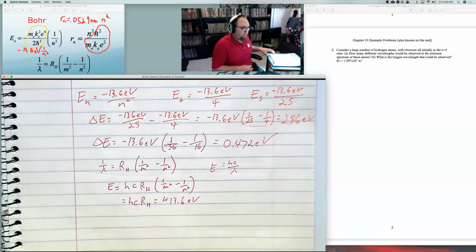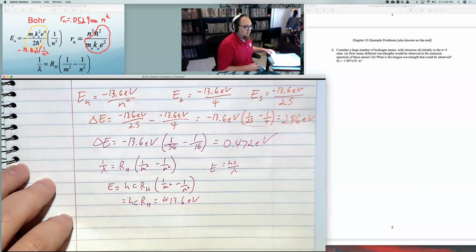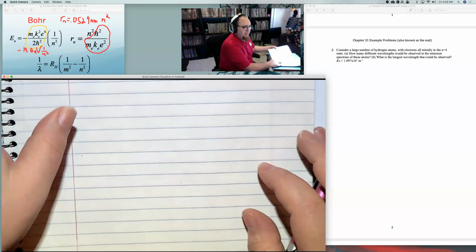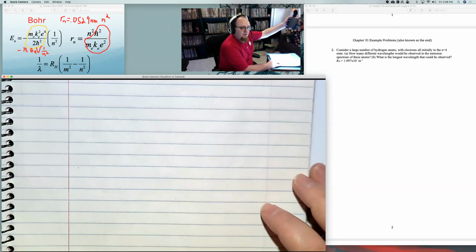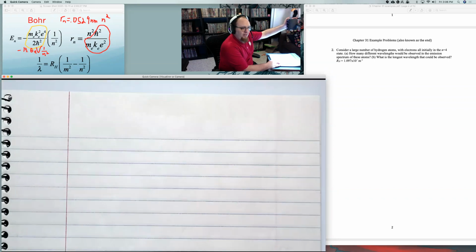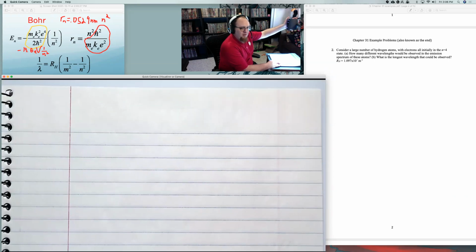Consider a large number of hydrogen atoms with electrons all initially in the n equals 4 state. How many different wavelengths would be absorbed in this emission spectrum of these atoms?